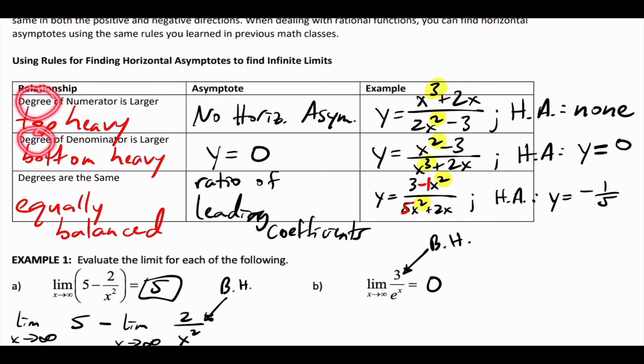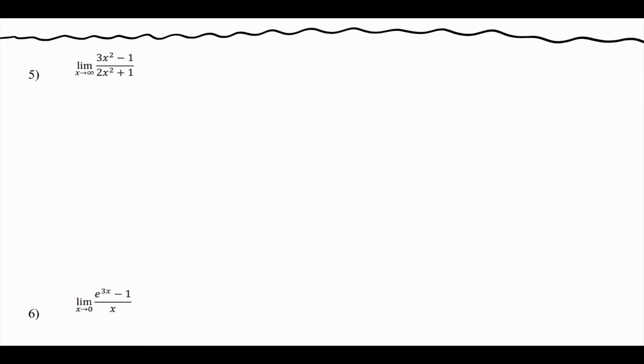What is the degree of a function? When I say the degree of a function, what am I talking about? There you go. The highest exponent. We compare them. That's how we do these. So let's go back and look at number 5.